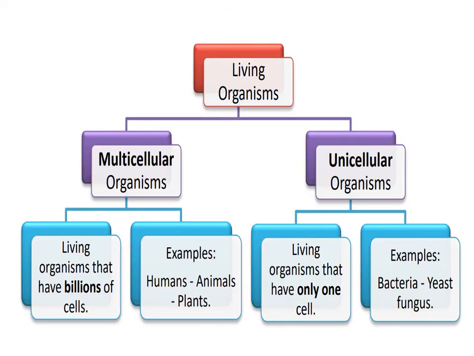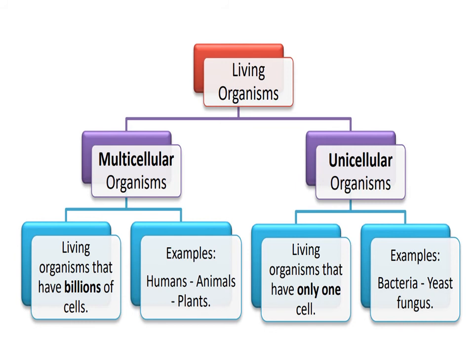Living organisms are divided into two groups: multicellular organisms and unicellular organisms. Multicellular organisms are living organisms that have billions of cells. So the word multi means many. Such as humans, animals, and plants. We took them before. They are multicellular organisms.